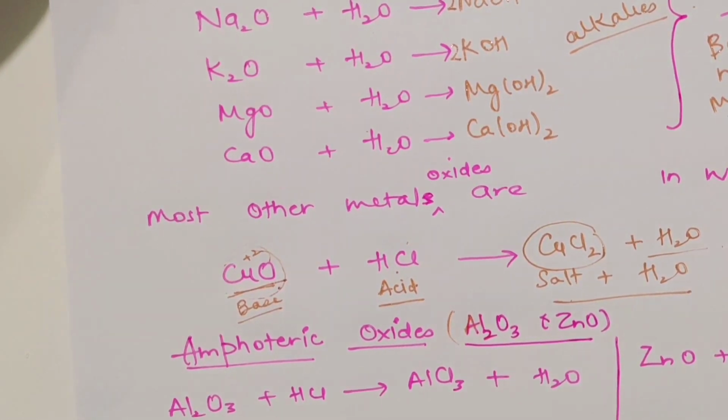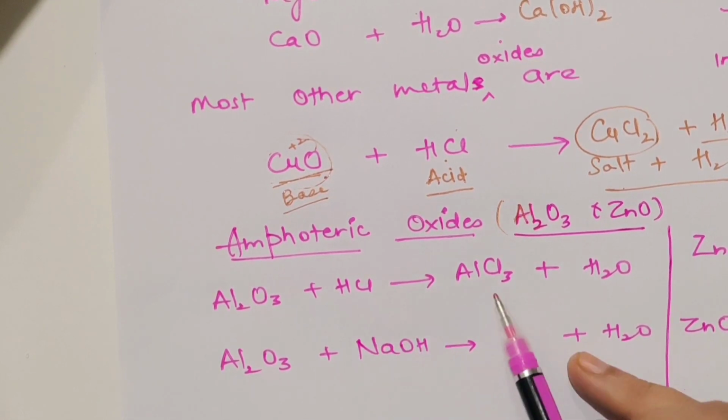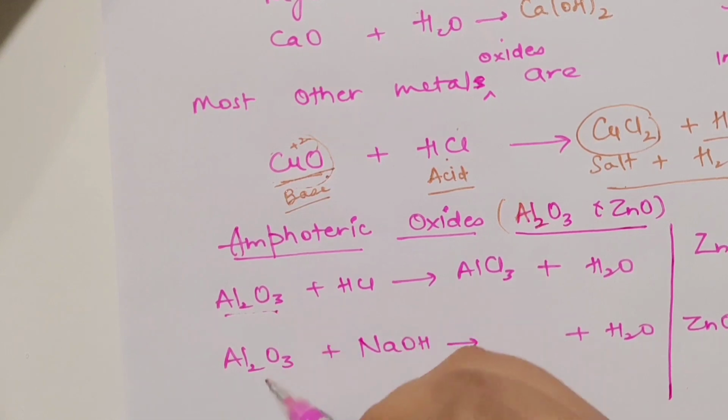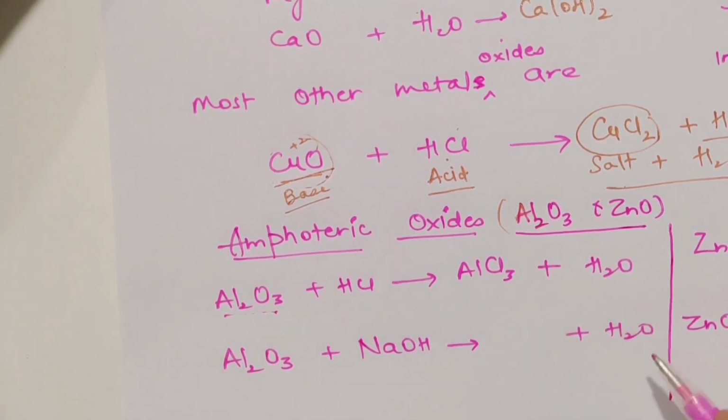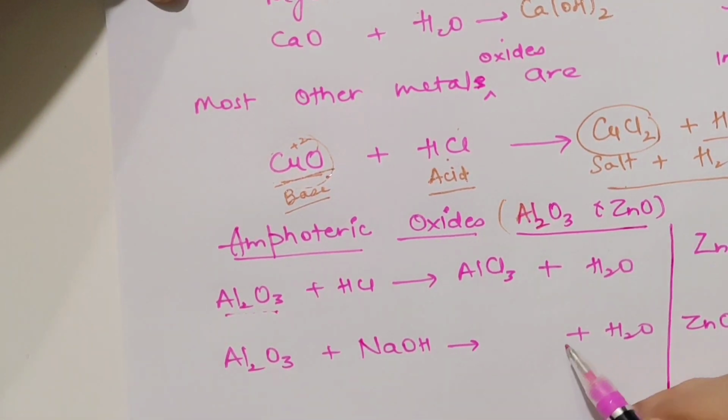So what happens is, aluminium oxide upon reaction with acid will form a salt and water. This proves that it is basic in nature. But when it also reacts with base to give salt and water, that proves that it is also acidic in nature. Now this is where the problem arises.